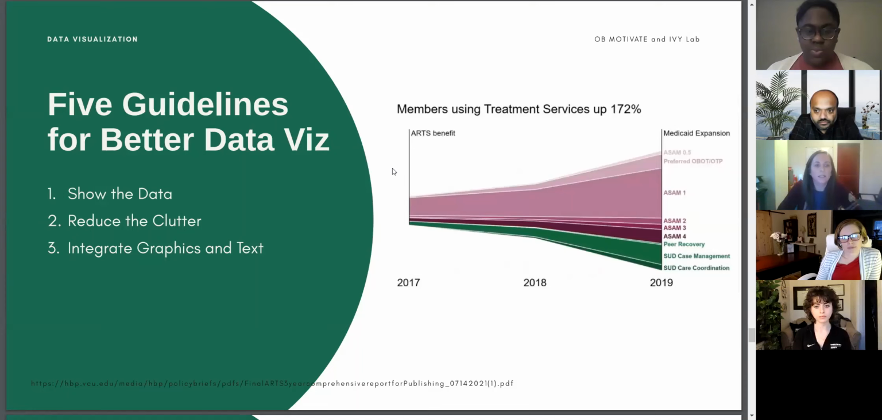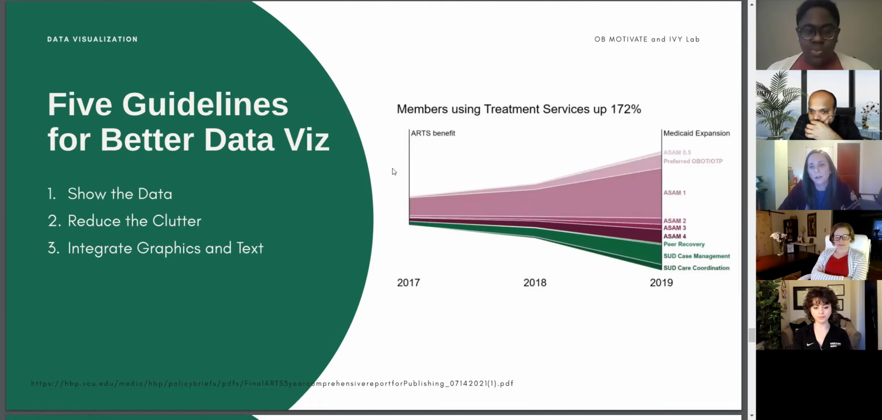The next point is to integrate your graphics and your text. And this plot is actually from my research team. And this was from a research brief from last year about the impact of the arts benefit in Virginia on utilization of substance use disorder treatment services among Medicaid enrollees in Virginia. So I wanted to show just the absolute explosion in utilization of services across the continuum of care and how that's grown in the first few years of arts.